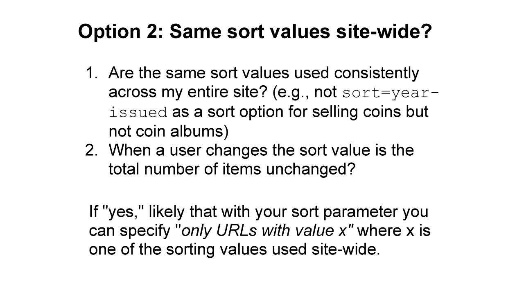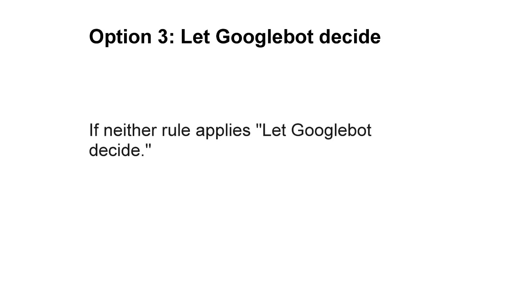If the answer to the first question is yes, then you can ask yourself the second question, which is when a user changes the sort value, is the total number of items unchanged? If that answer is also yes, then it's likely that with your sort parameter, you can specify only crawl URLs with value X, where X is one of the sorting values that's used site-wide. If neither of those recommendations apply to your sort parameter, then perhaps select Let Googlebot Decide.